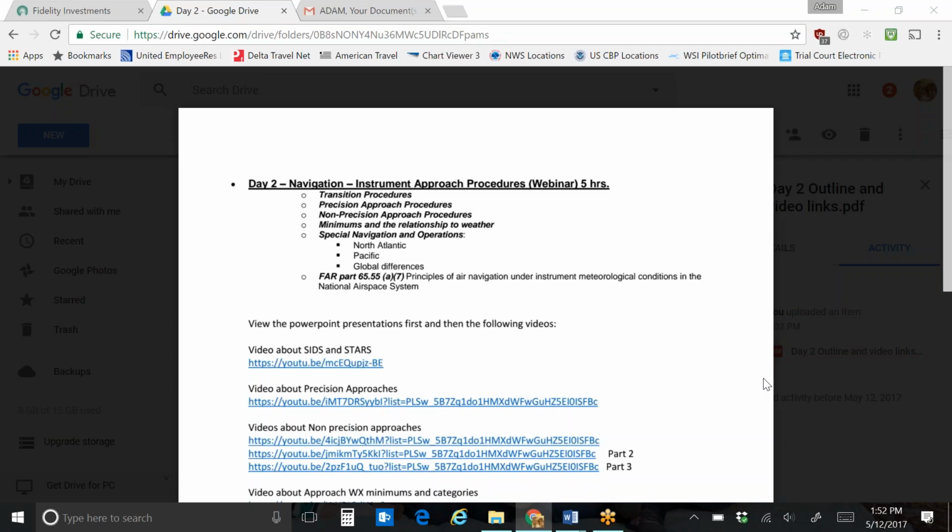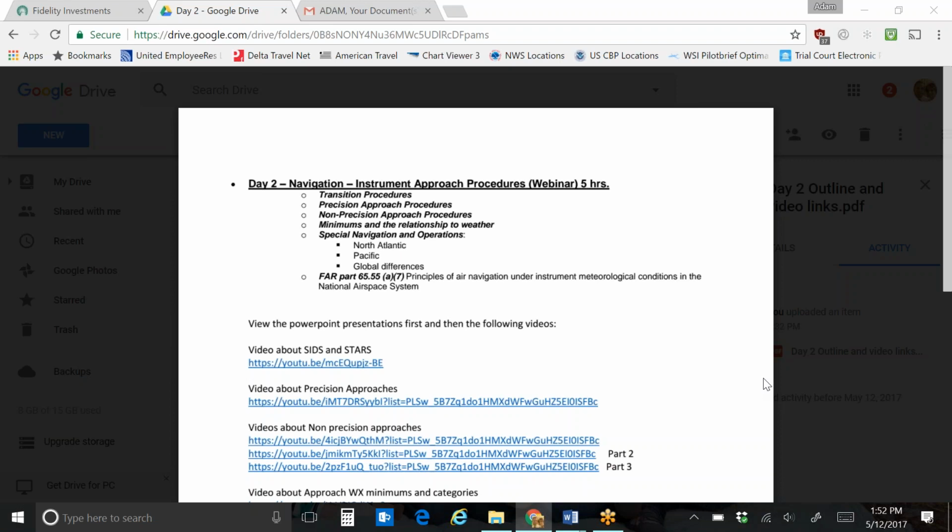Looking at transition procedures, and as I mentioned yesterday in class, you probably heard me refer to them as SIDs and STARs. A SID stands for a standard instrument departure route, and they call it a SID. You need to know what a SID is, so once again, standard instrument departure route, and that is a SID.